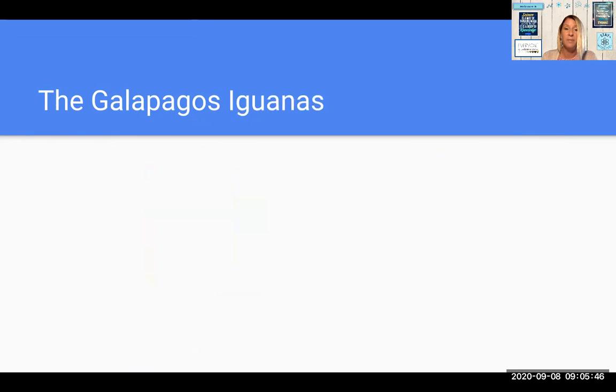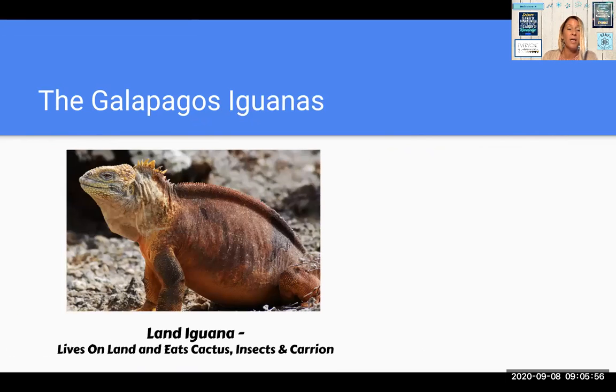Similarly, there are iguanas on the mainland, South America, as well as lots of other places in the world. These iguanas primarily live on land. They eat cactus, insects, maybe carrion, which are like dead animals. This is one that is found on one of the islands of the Galapagos, and it looks very similar to the kinds that we would see in other parts of the world.